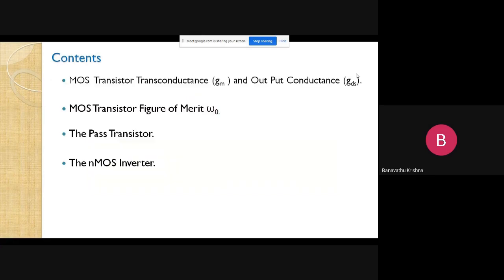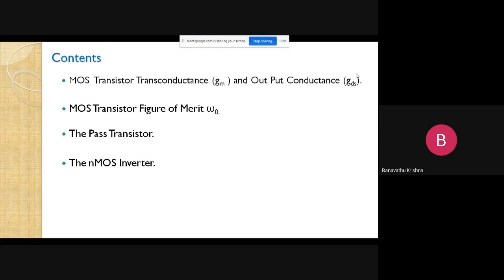So these are the contents I am going to discuss here. That is MOS transistor transconductance GM and output conductance GDS. The MOS transistor figure of merit, represented with omega naught, that is a frequency component, and the pass transistor. Here the pass transistor just passes the logic level from one point to another point. And the NMOS inverter.